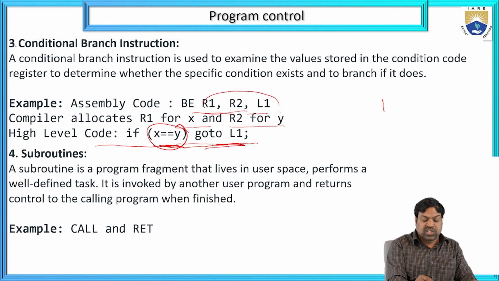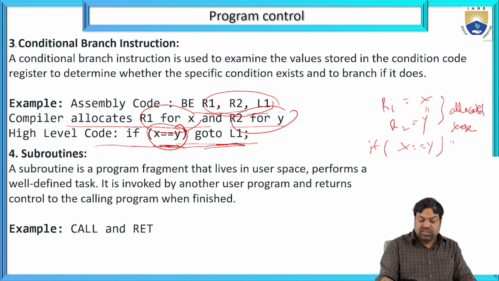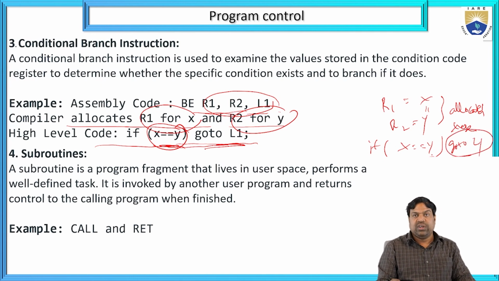So R1, R2 belongs to L1. The compiler allocates R1 for X and R2 for Y. R1 is equal to X, R2 equal to Y. So we have allocated these values. In high level, if X double equal to Y, go to L1. If X equals Y, then go to L1. When X double equal to Y, it goes to L1. If this condition is not satisfied, it can't go to L1. So that is the conditional branch.